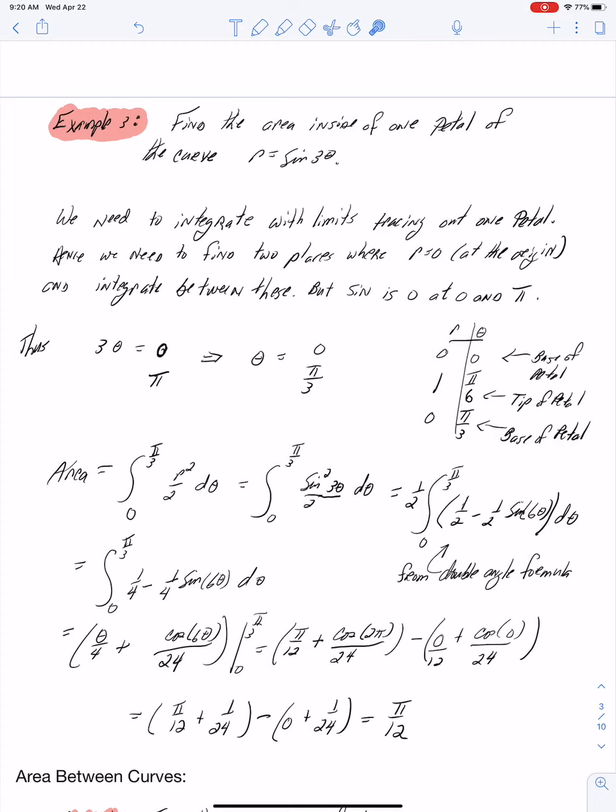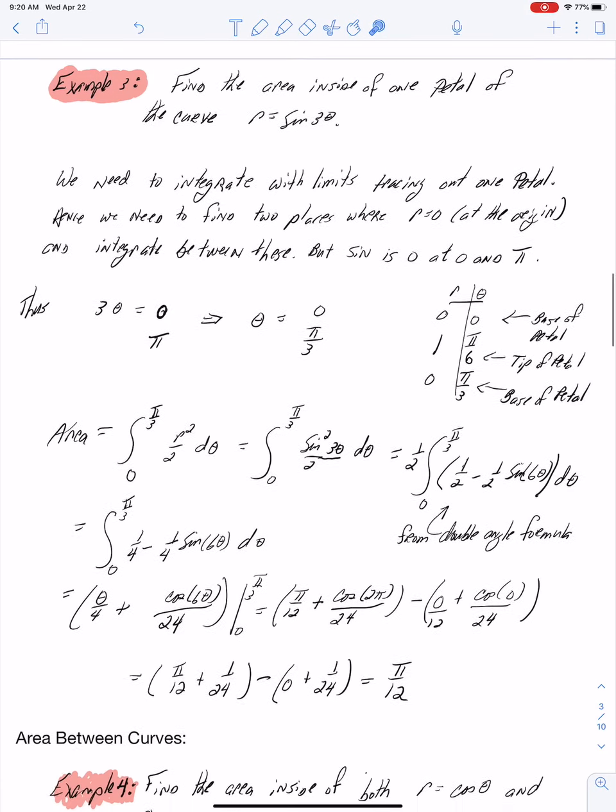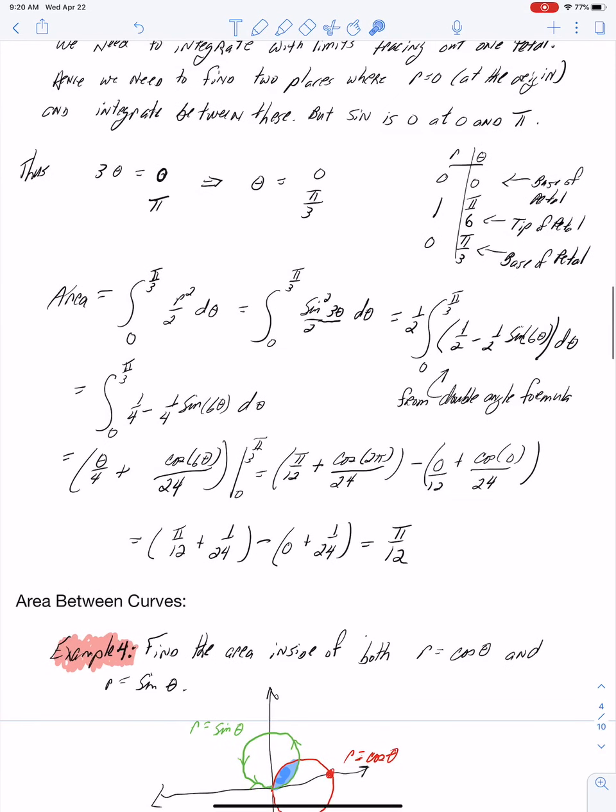Now, so I said 0 and pi equal to my angle. My angle here is 3 theta. So if 3 theta is 0, that says theta is 0. And if 3 theta is pi, that says theta is pi over 3. So the point is, I begin my petal at 0 and I end my petal at pi over 3. All right, so what's the area?